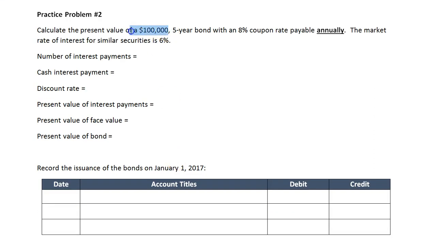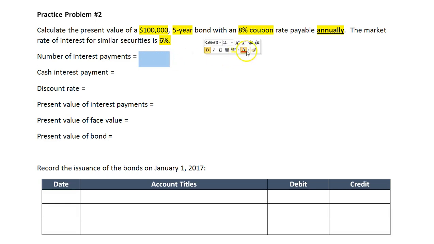Next problem: $100,000 bond, 5-year, 8% coupon. This time annually. All right, and the market rate is 6%. The number of interest payments here will be the 5 years times 1, so 5 times 1 equals 5.